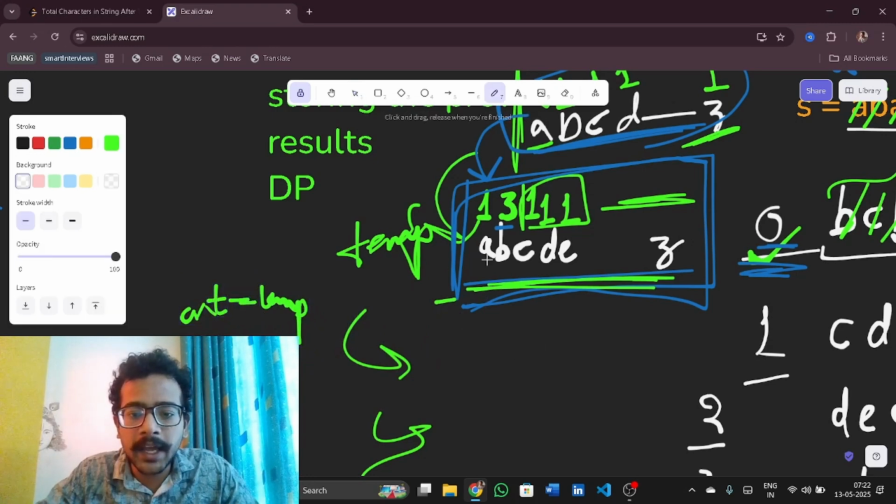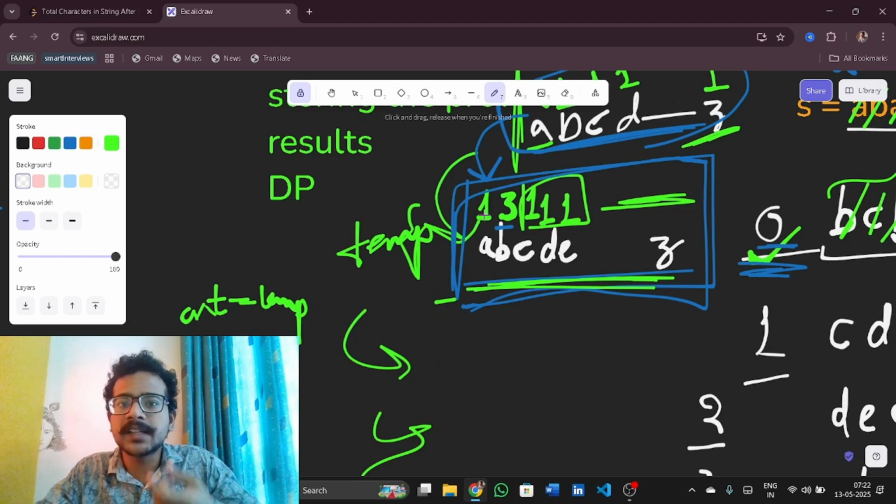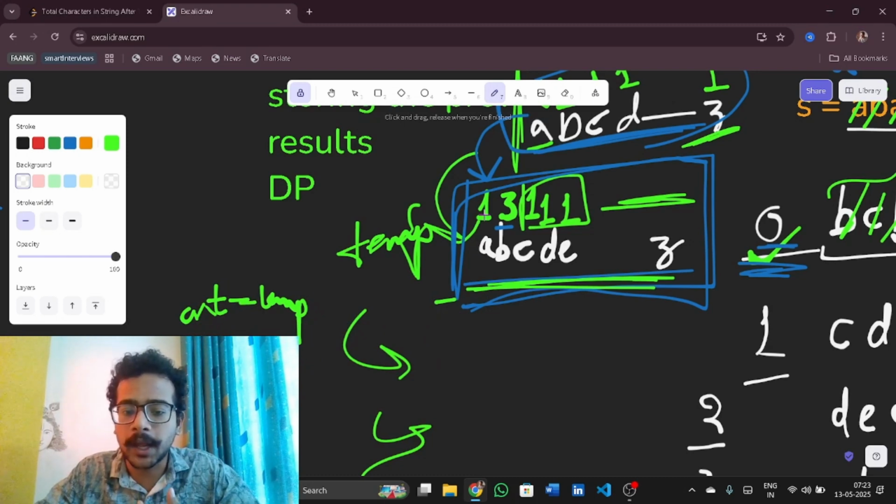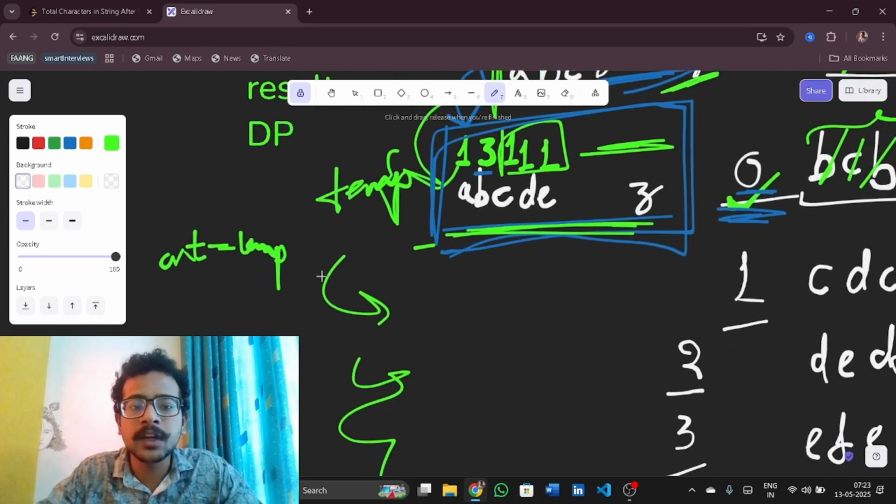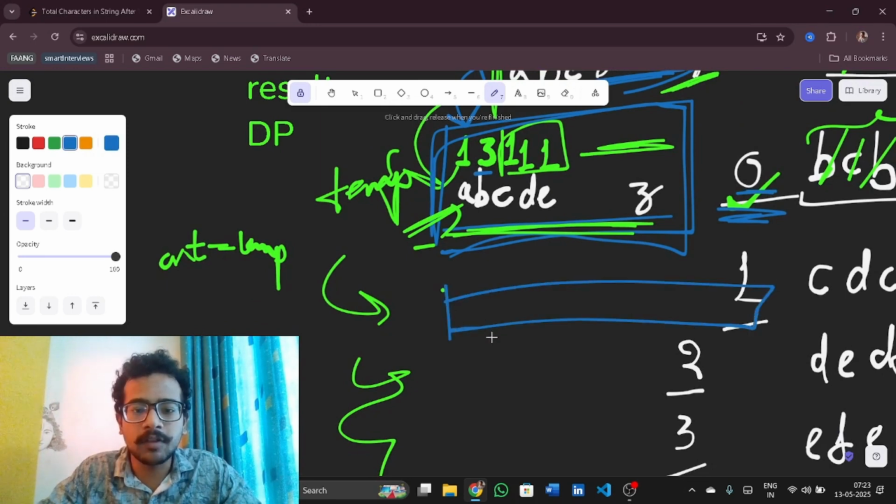Now let us see. A is for one time. In the temporary array, so this will be the count array. Now I am constructing a new temporary array, so everything will be 0: A, B, C, D, E and F up to Z.